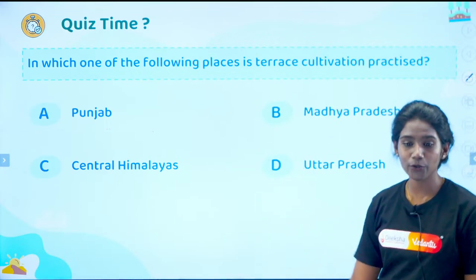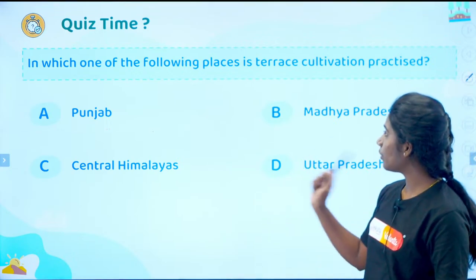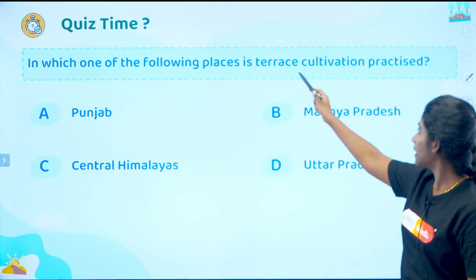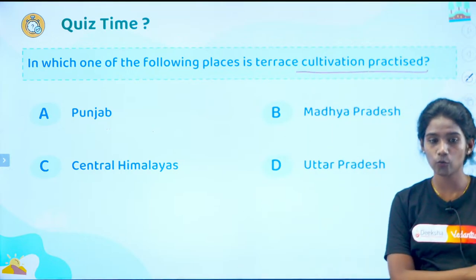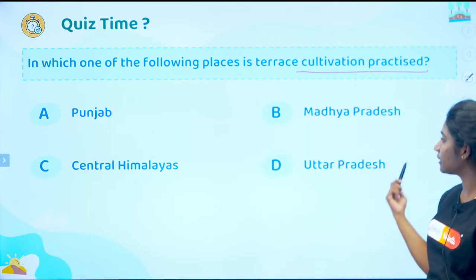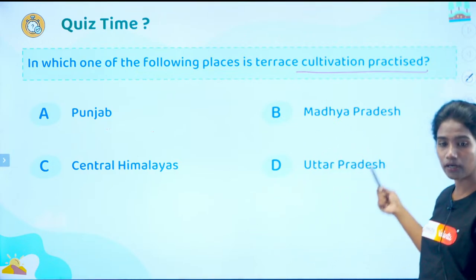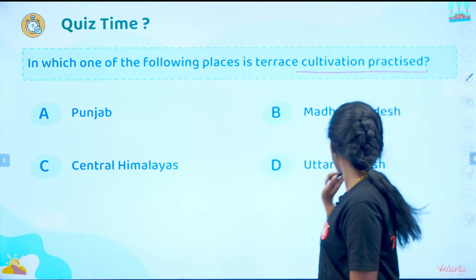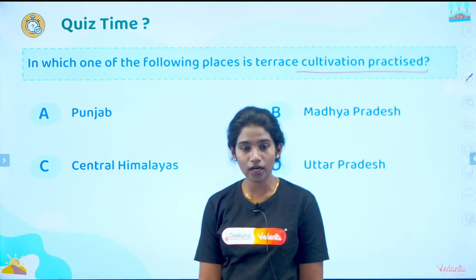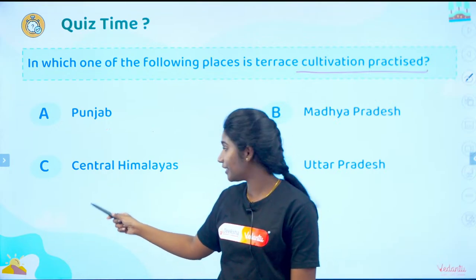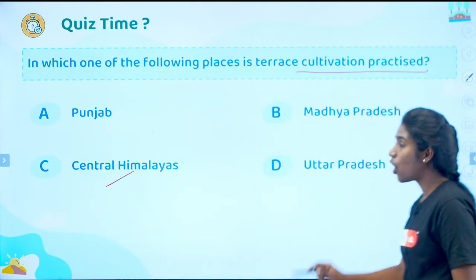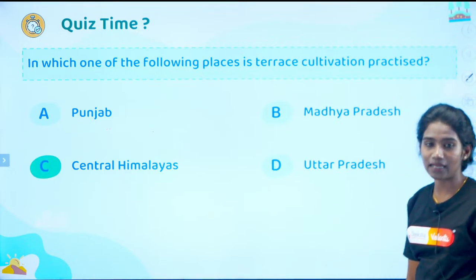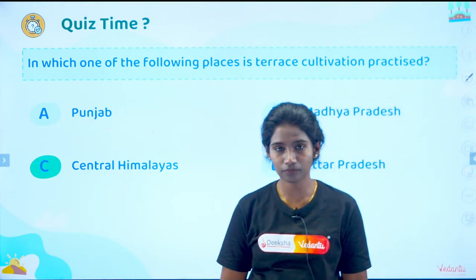Okay, so now I want you all to answer this question. In which one of the following places is terrace cultivation practiced? Is it Punjab or Madhya Pradesh, Central Himalaya or Uttar Pradesh? So Pranav says option C. Yash says option D. Actually, option C is the right answer. It is in the Central Himalaya.